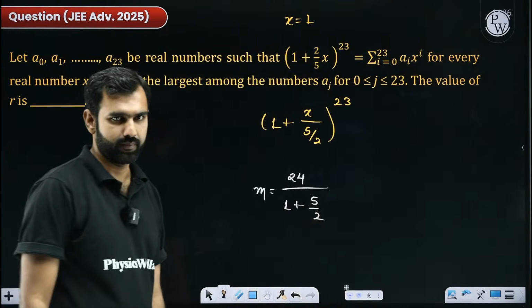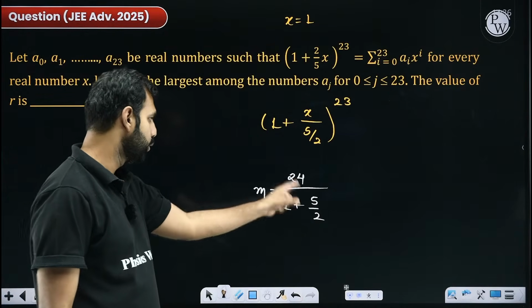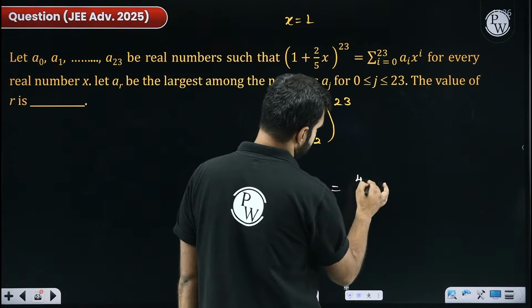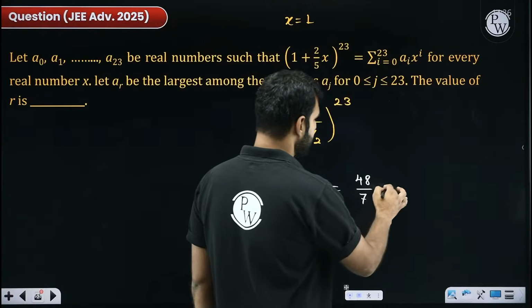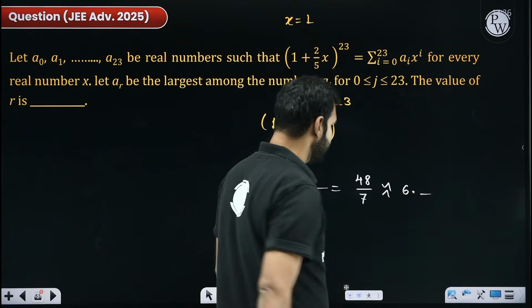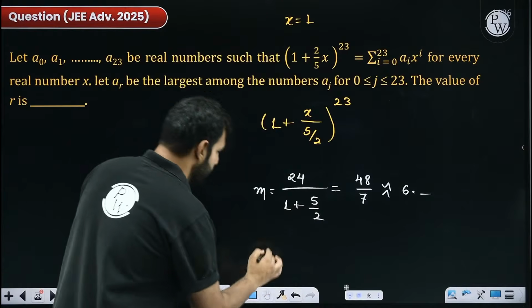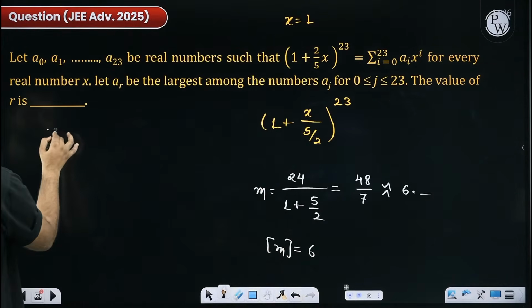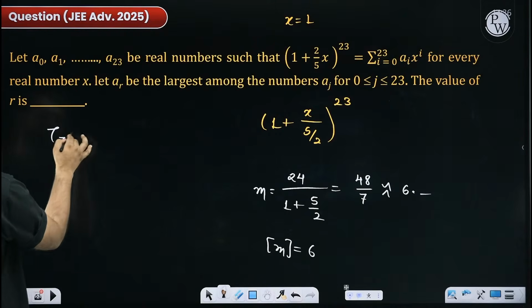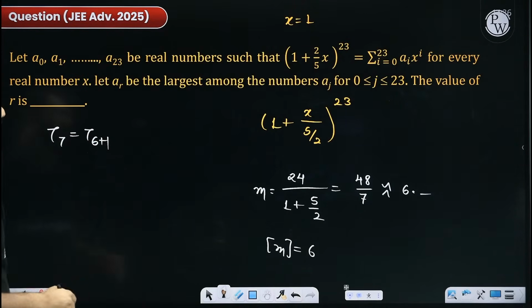Did you all get that? So this is 7 by 2. 2 goes up, so it is 48 by 7. We know 49 by 7 is 7, so it is somewhere 6 point something. 6 point something means it is not an integer. So GIF of m will be 6. So my greatest term will be T(m plus 1), which is T7, which is T(6 plus 1).